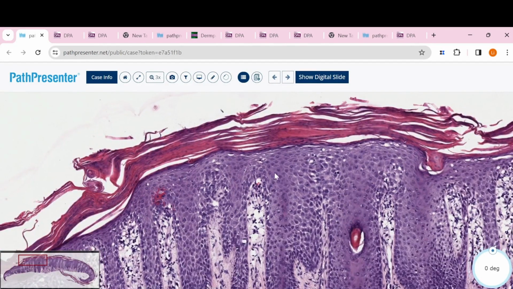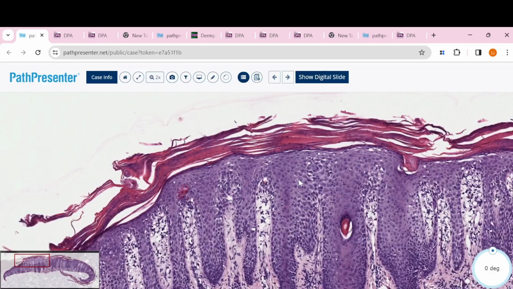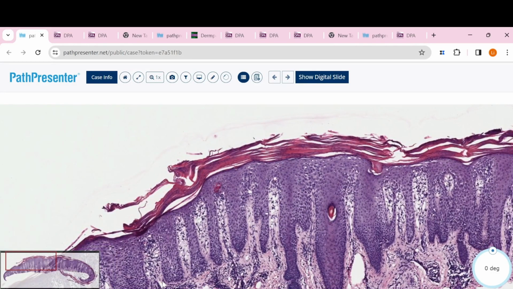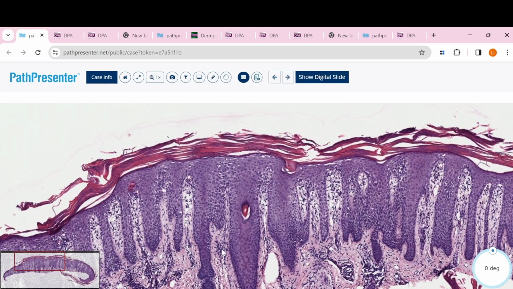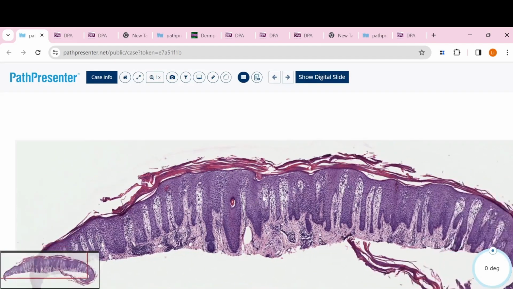So I think the most important things are the parakeratosis and the neutrophils inside the parakeratosis. And then at low power, the regular psoriasiform pattern, that is the rete ridges at the same level here. So this is psoriasis.